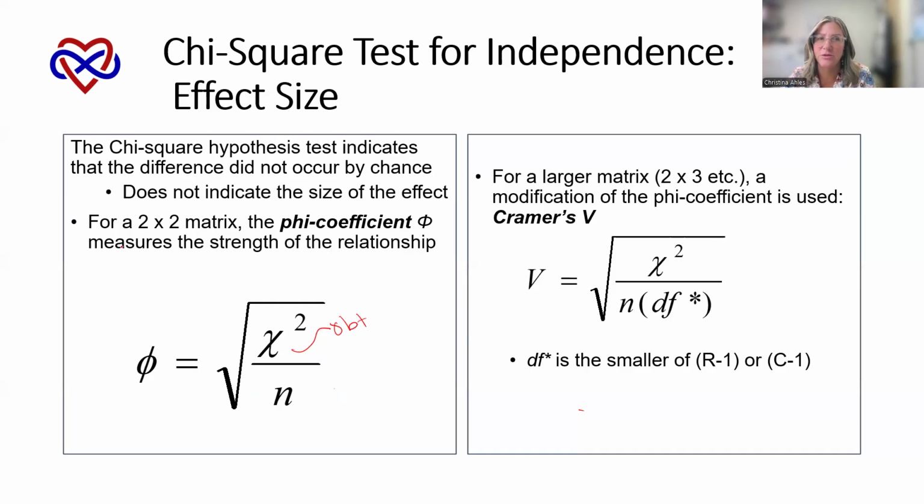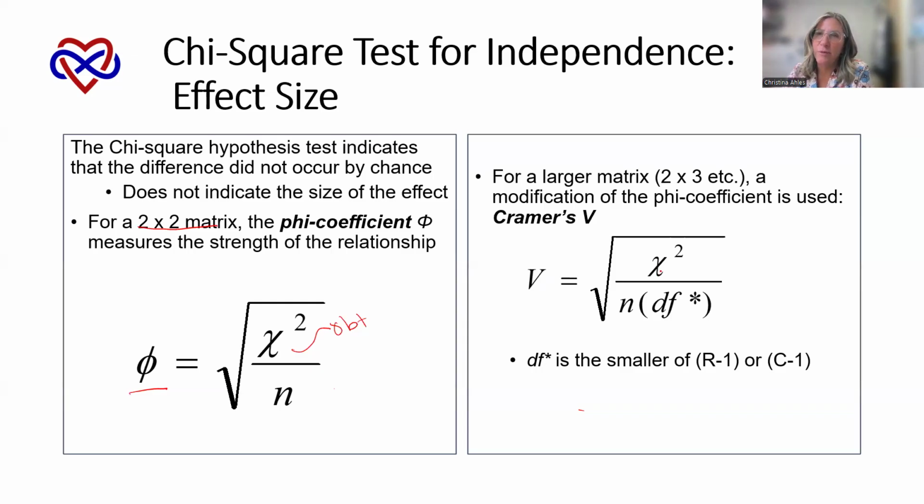This is for a 2 by 2. So we just did a 2 by 2, so we're going to use phi coefficient for this one that we just did. If you have larger than a 2 by 2, you're going to use Cramér's V. It's inappropriate to use a phi coefficient on anything 2 by 3 or larger. You have to use Cramér's V.